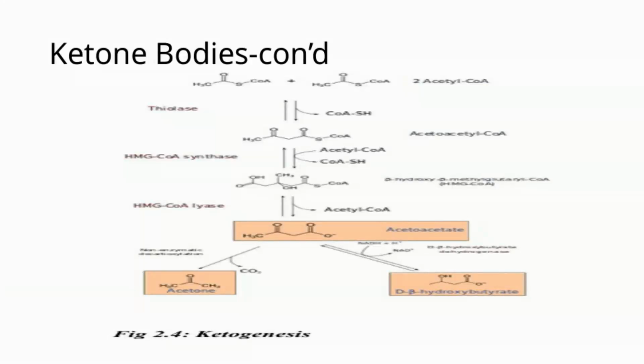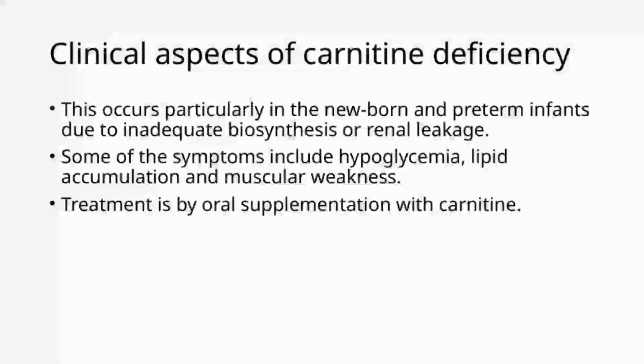This issue is particularly common in newborns and preterm infants. The reason is that their bodies may not synthesize enough carnitine or may lose it through the kidneys. When carnitine levels are low, it can lead to some noticeable symptoms. For example, hypoglycemia, which is low blood sugar, can occur because the body struggles to break down fats for energy. We might also see lipid accumulation, meaning fats build up in tissues where they shouldn't, and muscular weakness, because muscles rely on proper fat metabolism to function well.